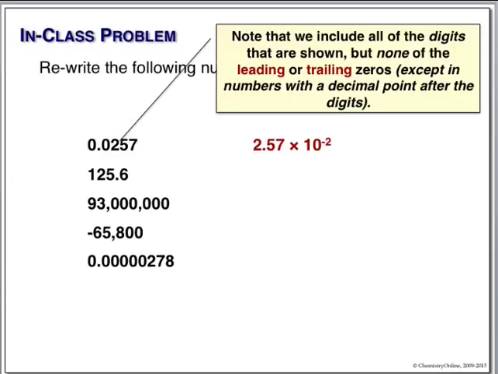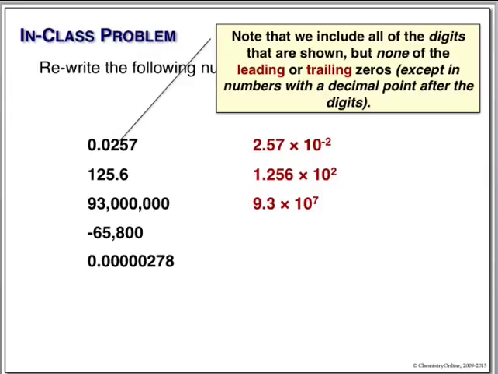Our next one, we have 125.6. Real decimal point. We're going to move it from where it is to right here, in between the 1 and the 2. That's moving to the left 2 places. So it will be 1.256. Oops, the reverse doesn't work on this, so ignore that answer. 1.256 times 10 squared.